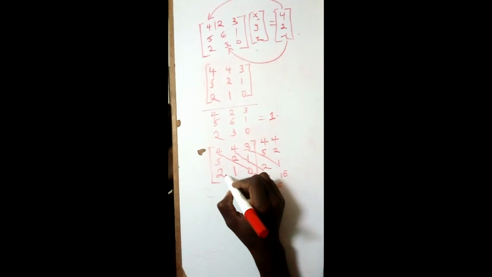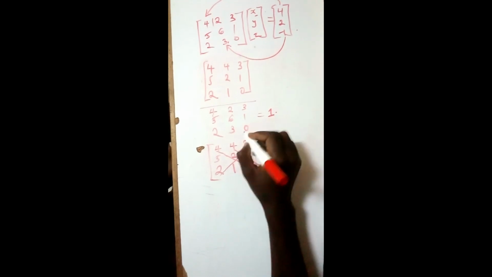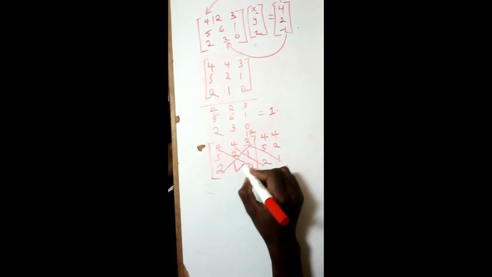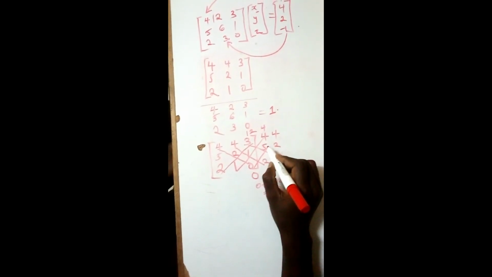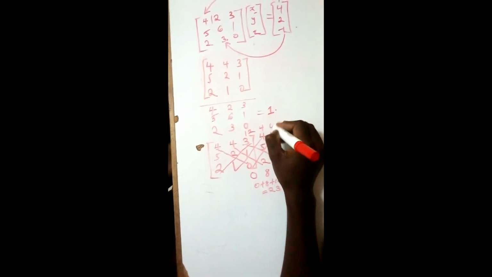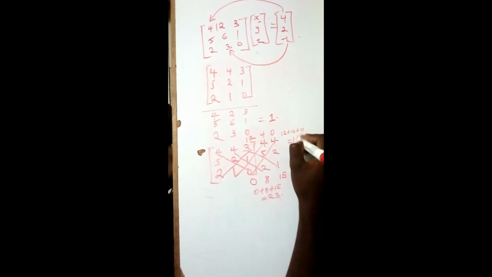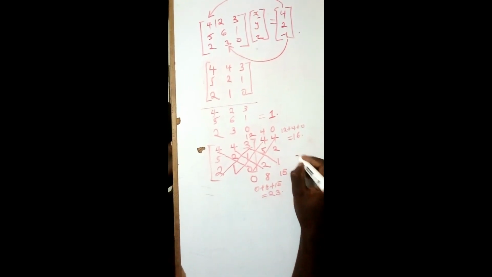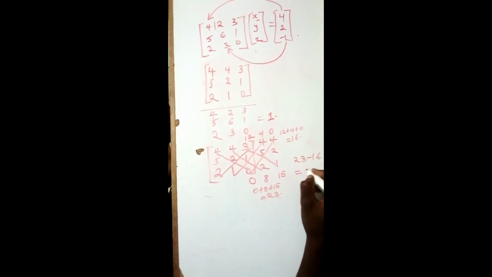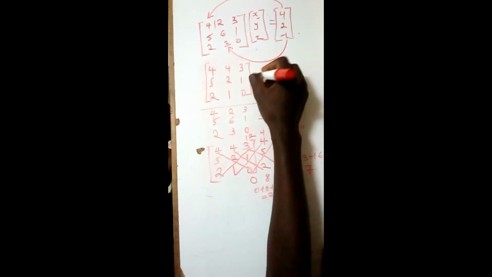Now go to the secondary diagonal, which is going to be 2 by 2 by 3, which is 12. 1 multiplied by 1 multiplied by 4, which is 4. Then 0 multiplied by 5 multiplied by 4 is going to give us 0. Then we are going to add 12 plus 4 plus 0, which is going to give us 16. Then after you've gotten this, you're going to subtract to get the determinant, 23 minus 16, which is 7. I think it's 7.